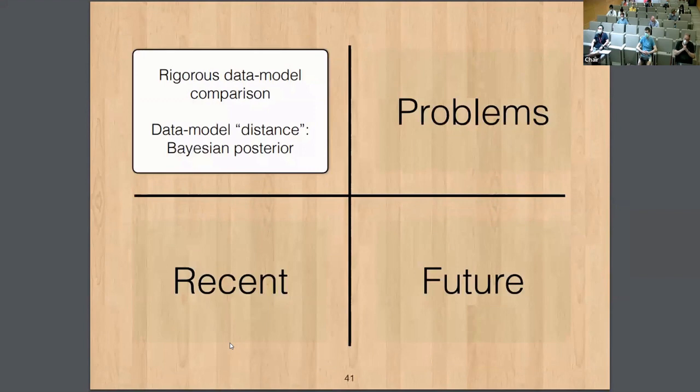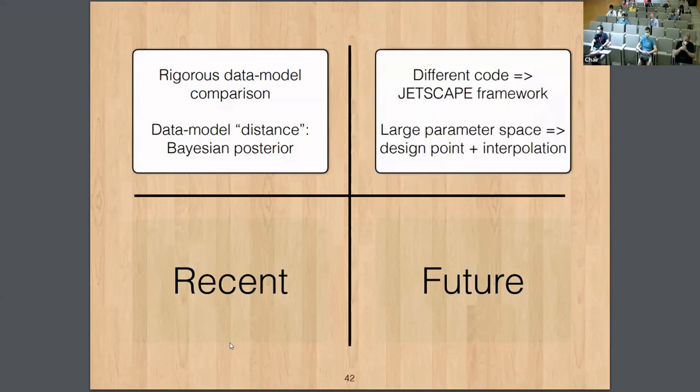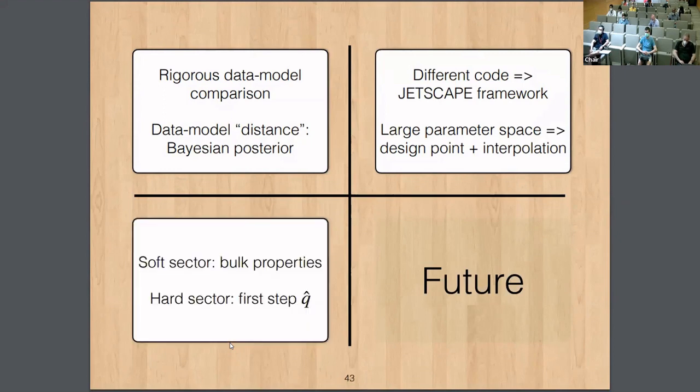So the Bayesian analysis is a rigorous way of doing data-model comparison. In this formalism, the Bayesian posterior is the distance function, so to speak, between data and model points. For heavy-ion problems, there are usually two different problems. One is the different code bases, which is partly alleviated by the JETSCAPE framework. There's also the large parameter space, where we have ways to deal with it.